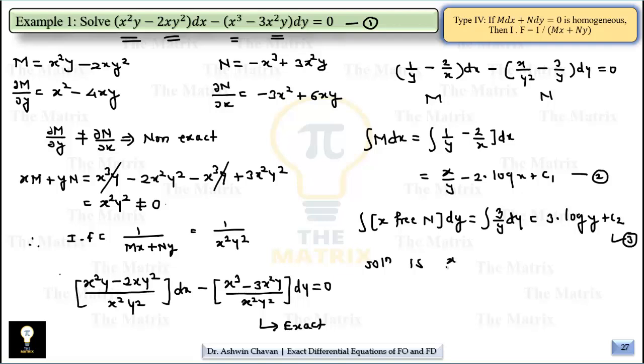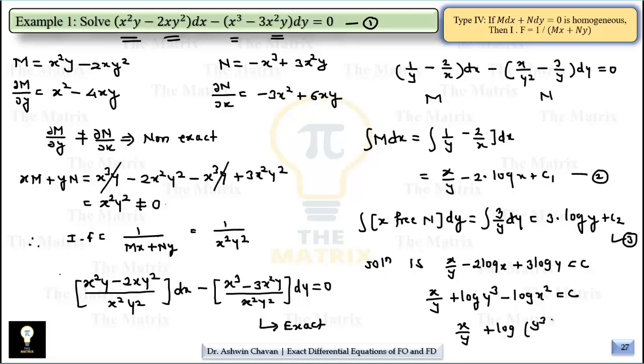So we get x upon y minus 2 log x plus 3 log y equals some c. Further, it can be written as x by y cube, and minus 2 log x can be written as minus log of x square equal to c. And lastly, this is x upon y plus log of y cube upon x square equals c. So this is the final form.